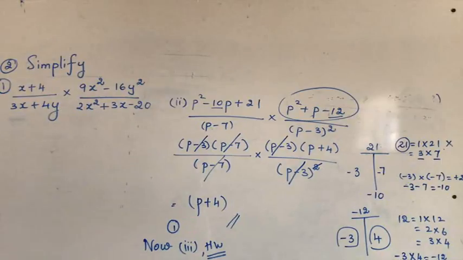Now let's go for the second subpart, that is simplify. Under the second subpart, simplify. Let's go for the first sum, that is (x plus 4) upon (3x plus 4y) into (9x square minus 16y square) upon (2x square plus 3x minus 20). So question number 2, the first sum. Now let's see how to complete our sum. Let's go for the first part.